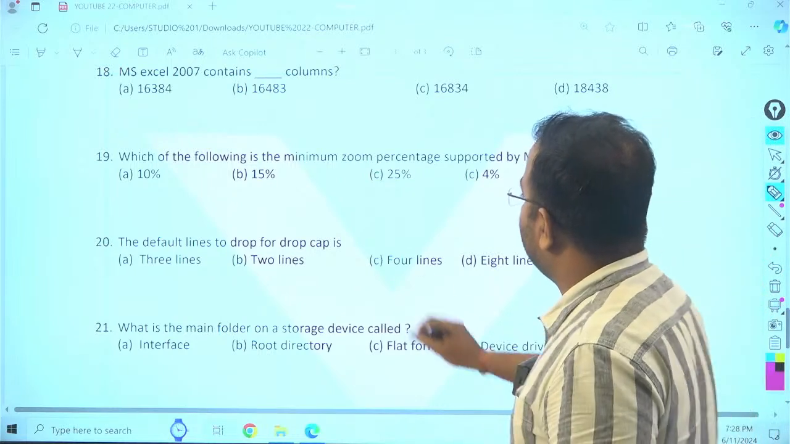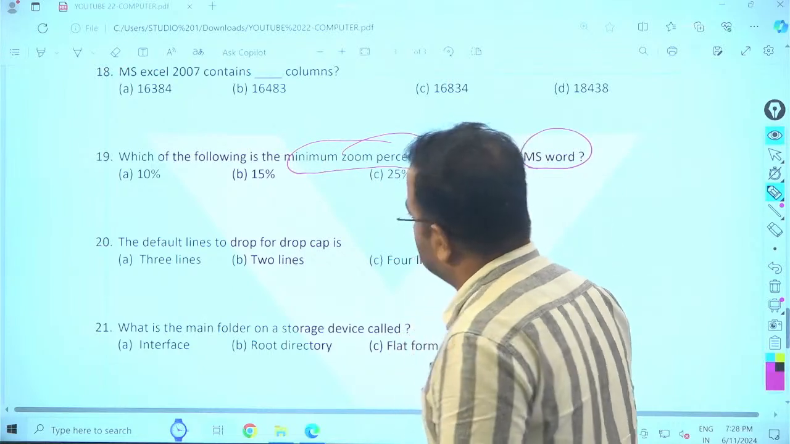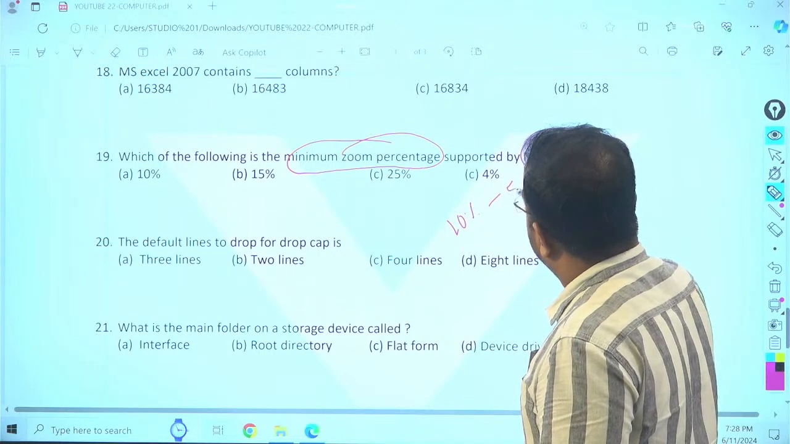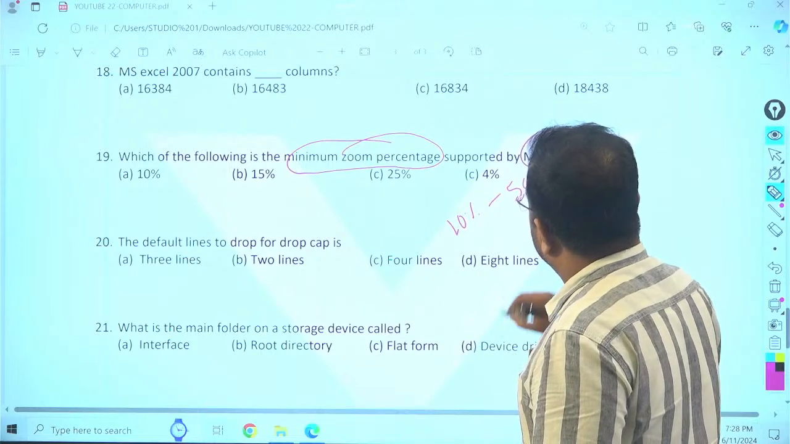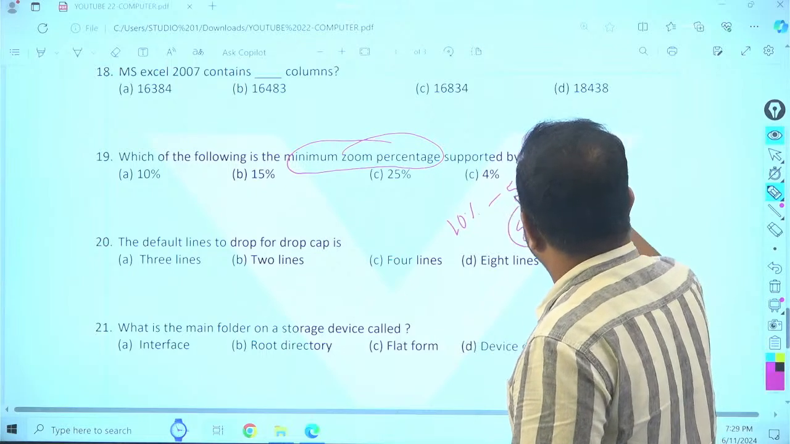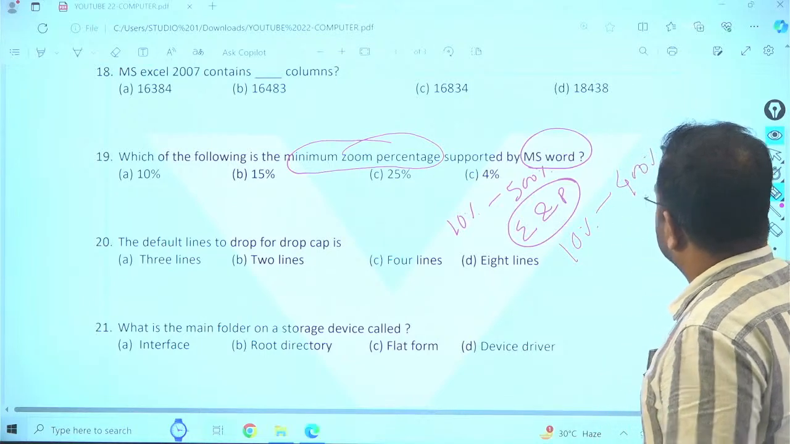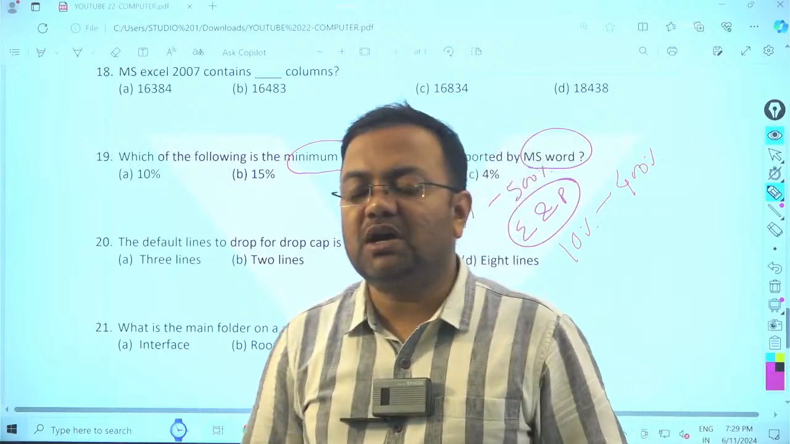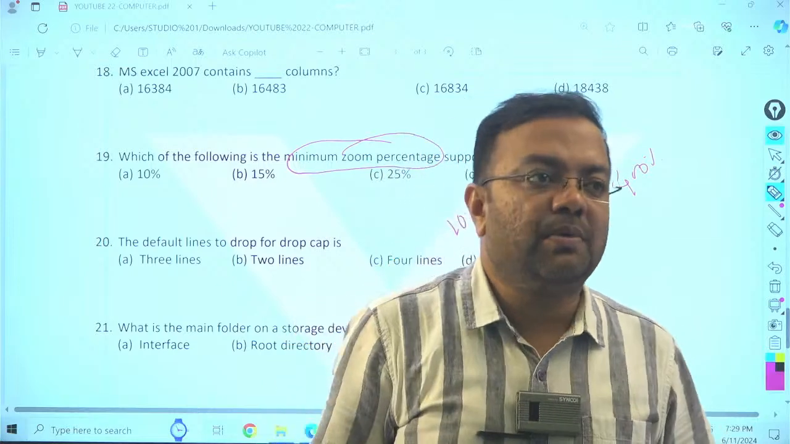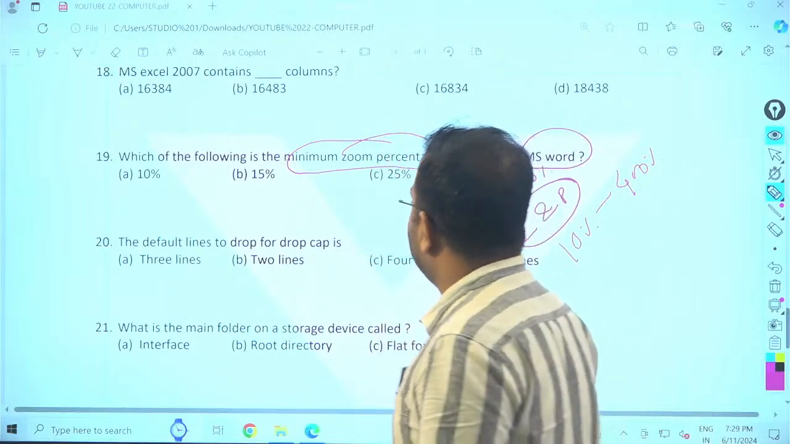Which of the following is the minimum zoom percentage? Minimum zoom percentage supported in MS Word. So students, remember that in MS Word, minimum is 10% and maximum is 500%. Okay, but in case of Excel and PowerPoint, always remember that minimum is 10% and maximum is 400%. So students, I am repeating again, in MS Word minimum is 10% and maximum is 500%, whereas in Excel and PowerPoint the minimum is 10% and maximum is 400%. So question number 19, answer is A.